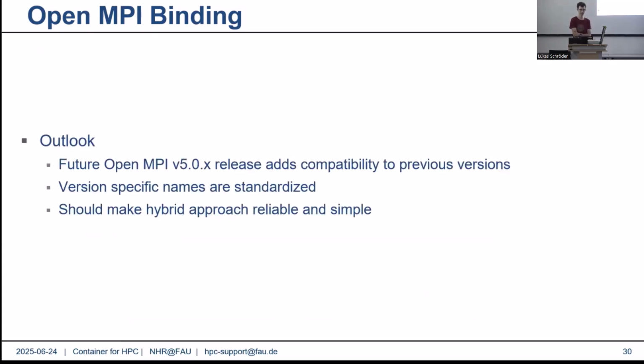Then there is some light at the end of the tunnel with the MPI stuff, because a future version, 5.0, will add compatibility to previous versions. So this might make the hybrid approach easier to do. The specific names should be standardized, but we'll see how well it works.